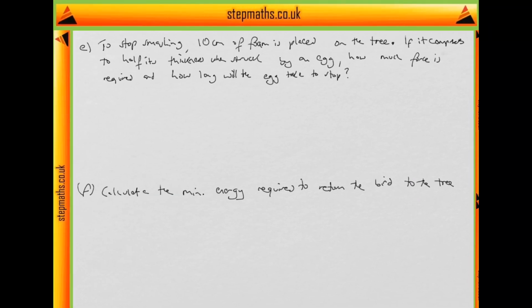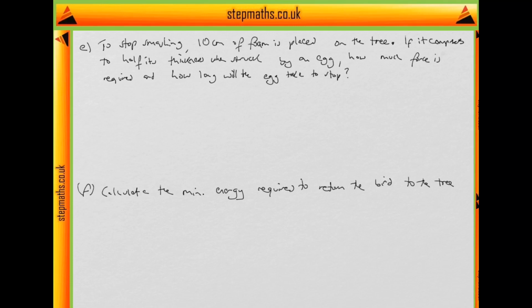So part E says, to stop eggs from smashing, the birdwatcher places 10 centimeters of foam around the tree. If this foam compresses to half of its thickness when it's struck by an egg, how much force will be required and how long will it take to stop an egg falling, to stop an egg from breaking? Okay, so let's work it out.